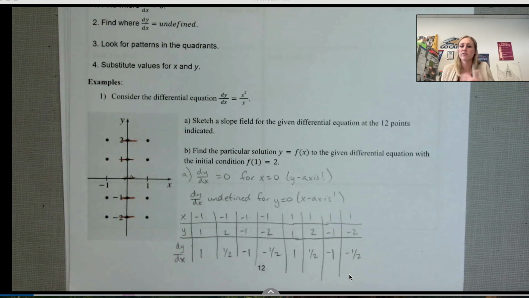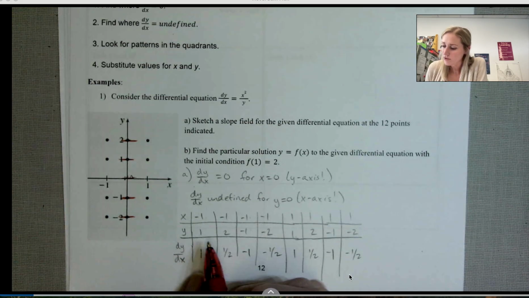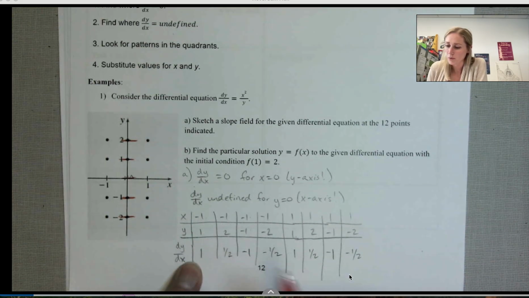So you could see there was a pattern happening. We could pay attention to that too. Now what I'm going to do is graph those slopes. So at negative 1, 1, we had a slope of 1.